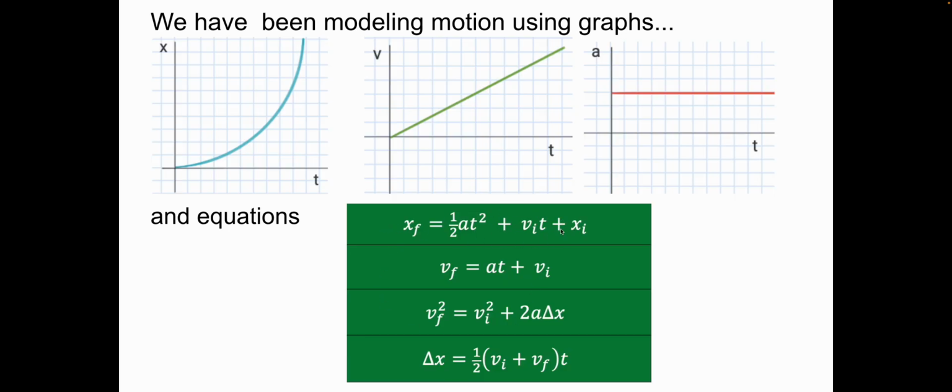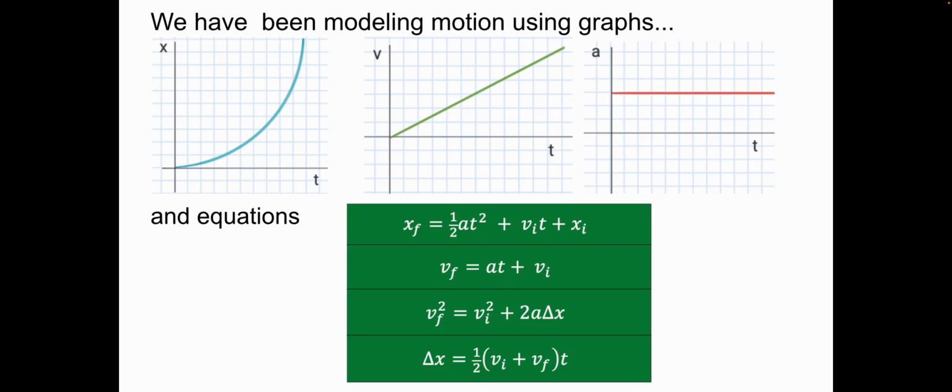This is the position as a function of time equation. I've been nicknaming it the GPS equation. This is the velocity as a function of time equation. I gave it the nickname speedometer equation. And then these are two other versions of these two equations. This is velocity without time, and this is change in position without acceleration. We can use them to describe exactly how an object is moving at a specific moment in time, talk about how an object moved in the past, or predict how an object's going to move in the future. So that's what we've been working on.